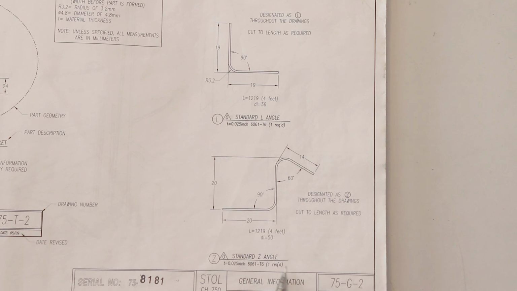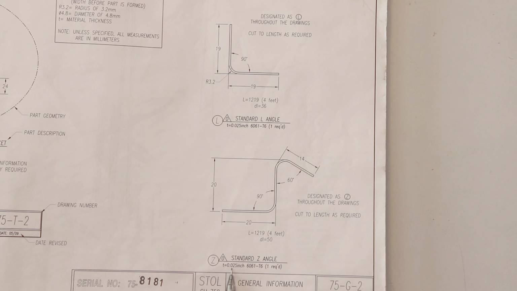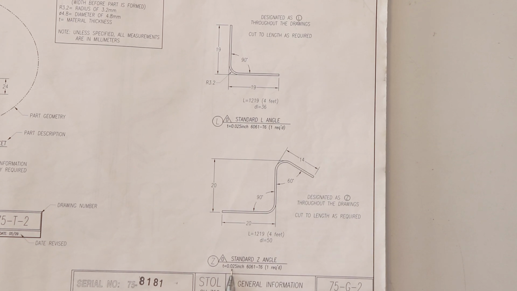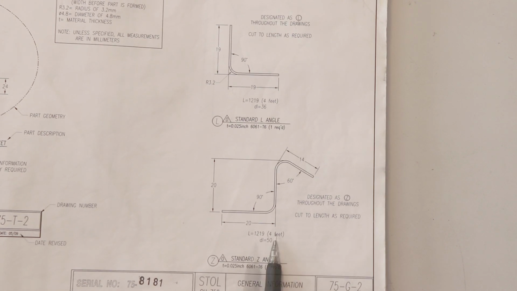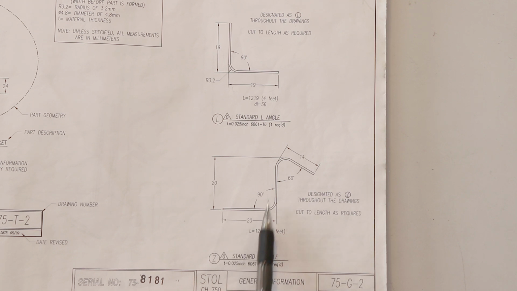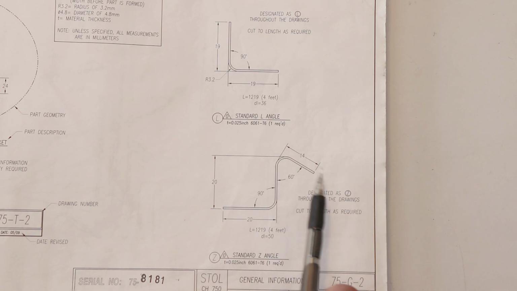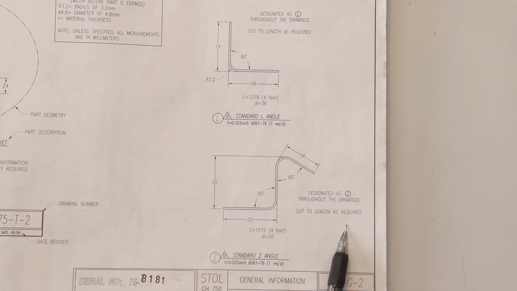Down here, it's the same story. This is standard Z angle. I think there are 4 total pieces required in the plane, maybe. Again, it's 4 feet wide. You start with a piece of 25 thousandths inch thick material, 6061. They give you a developed length of 50 millimeters. So you start out 4 feet long, cut off a 50 millimeter wide section, and then you've got to figure out your bend angles to receive these dimensions here. Again, designated as standard Z throughout the drawings, cut to length is required.